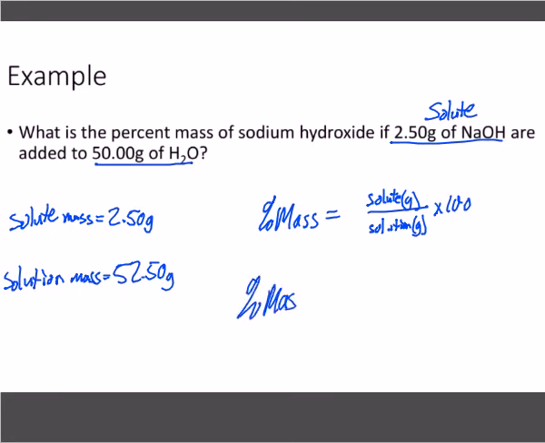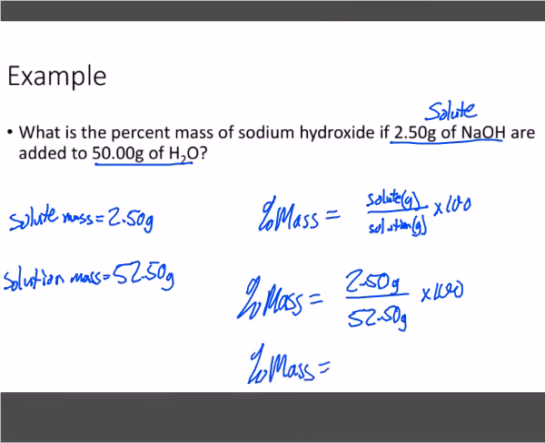All right. Now it's pretty simple. So our percent mass equals 2.50 grams divided by 52.50 grams multiplied by 100. Percent mass is going to equal, do the math. What do we get here? 4.8, 4.76. All right, same thing. Remember, you multiply by 100, so it's not the 0.048. You've got to remember to multiply by that last piece of 100.